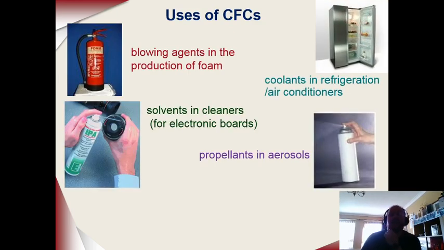They were seen as a miracle compound, especially with refrigerators. What they used to put in refrigerators was ammonia, and anyone who's ever been exposed to any ammonia, or anyone who I've said, yeah, have a sniff of this, and you go, oh gosh, that's ammonia, they will know it's not a very nice gas.